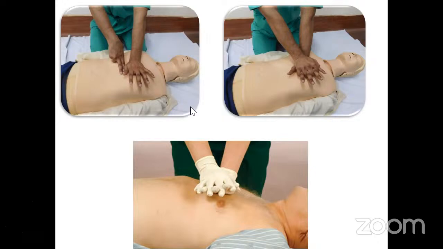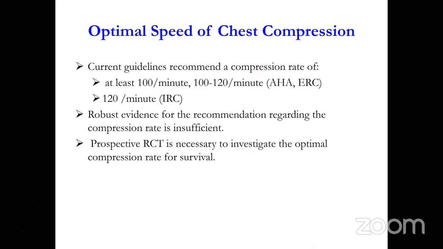So this is what ILCOR has done based on this. Now coming to the second ILCOR difference, which is regarding the guidelines with regards to the speed of chest compression. Starting from way back, it was 80, then it came to 80 to 100, then at least 100, then it came to 100 to 120. And ILCOR mentioned it to be 120 compressions per minute.